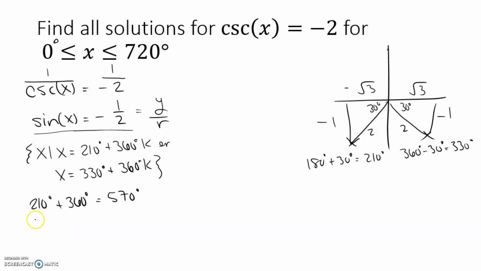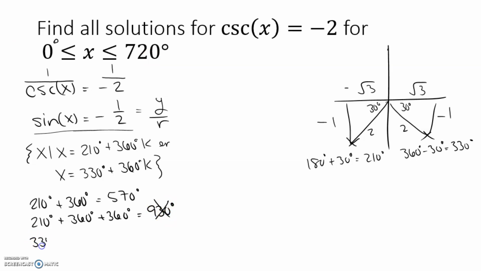And if I do 210 plus 360 twice, then that's going to give me 930. Okay, this angle is outside of this range, so that is not going to work.